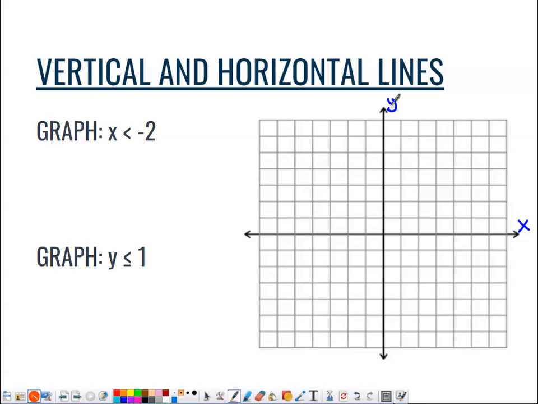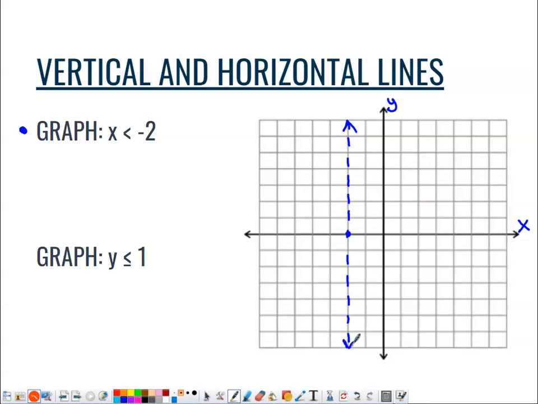I'm going to go ahead and use the color blue for this line right here. So we have x is less than -2. This means that I'm going along the x-axis to -2, and I'm plotting a point. It's strictly less than, so we're going to use a dashed vertical line going through that point on the x-axis. Make a line.